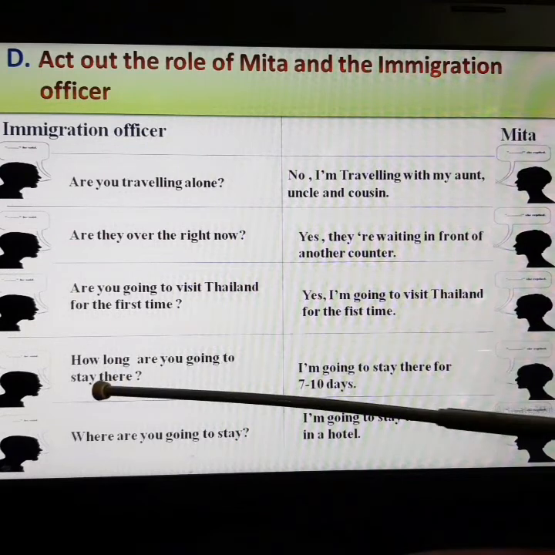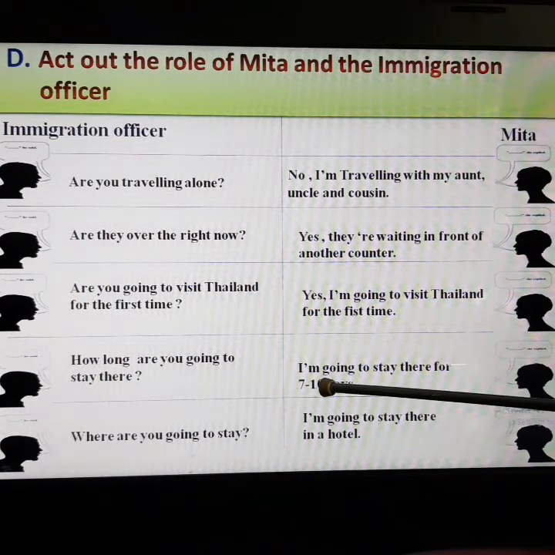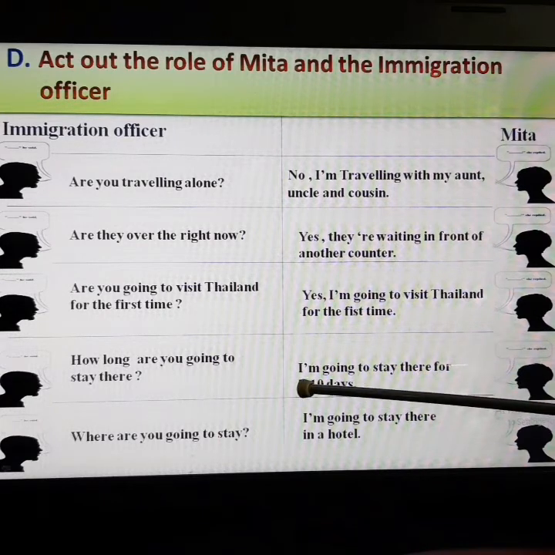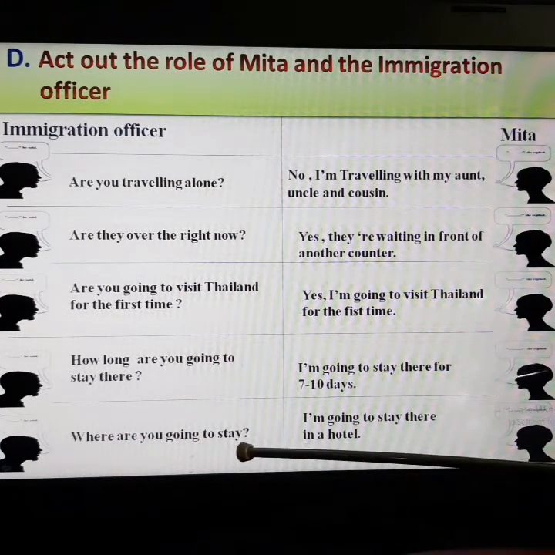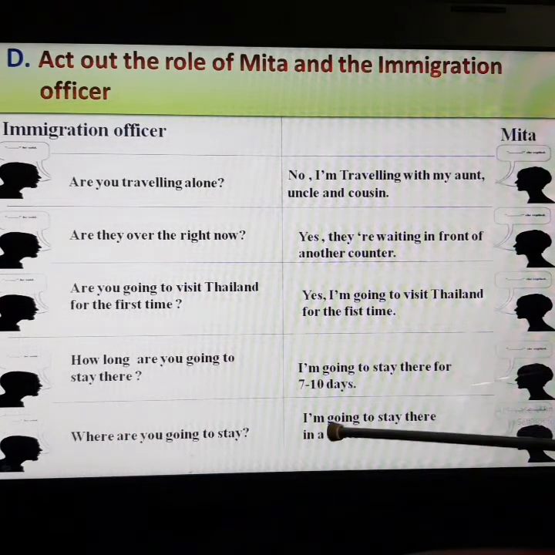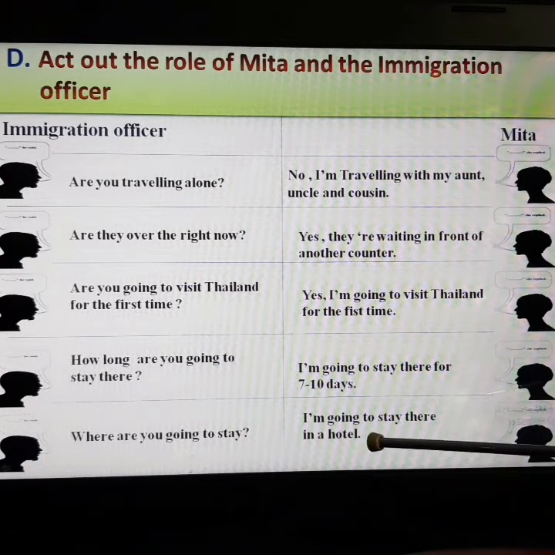Immigration officer asked, how long are you going to stay there? Mita replied, I am going to stay there for 7 to 10 days. Immigration officer asked, where are you going to stay? Mita replied, I am going to stay there in a hotel.